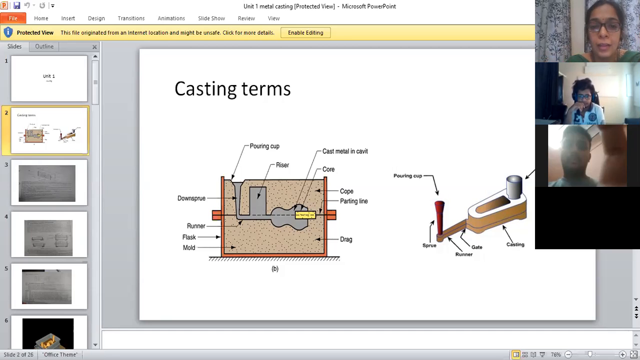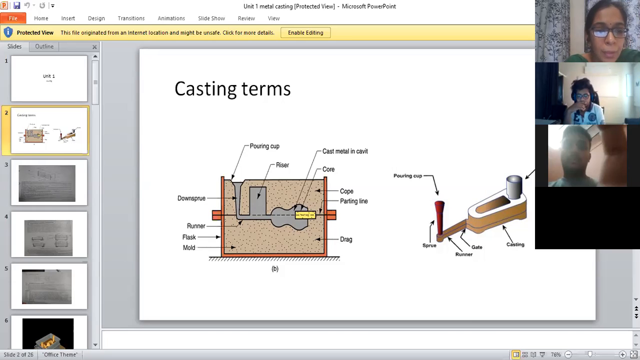To make the core, you will use the core print. Just like to make the cavity, you will use a pattern. As we had seen in the lab, we had seen different types of pattern, which is made with wood. Just like that, to manufacture a core, you will use a core print. So remember, they'll ask you: what is a core and what is a core print?